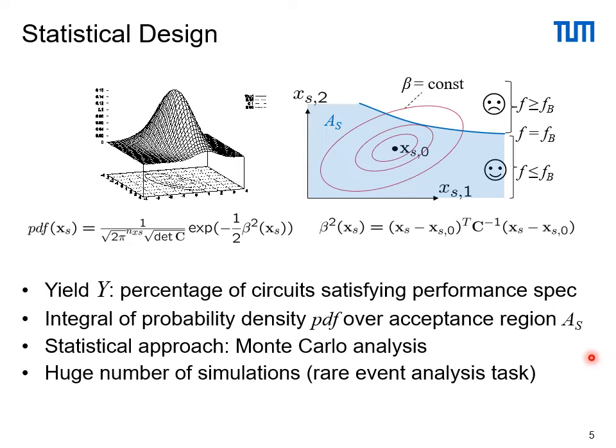Now to determine the yield, you usually use as a statistical approach the Monte Carlo analysis. The problem is we are talking about rare event analysis tasks. So this kind of violation is not very probable because you have a robust design. This is what you want. So you need a lot of simulation and you have to care much about how to get this. And the number of simulations is incredibly large. So the question is, can we do better?